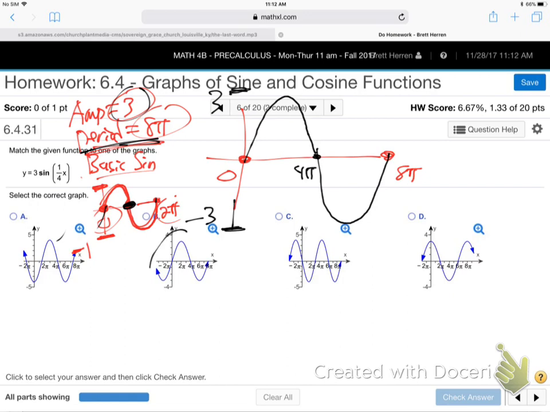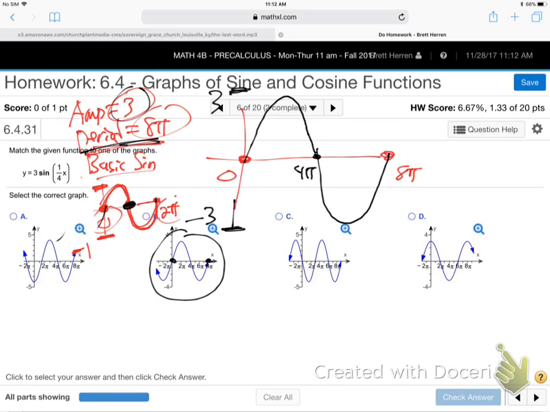It looks like B, doesn't it? Starts at 0, back to 0 at 8 pi. Yep. So cosine will always start either max or min? Yep. And sine will always start at the origin? Sine always starts at the origin. Cosine always starts at its top or bottom, positive top, negative bottom. Right? That's the difference.